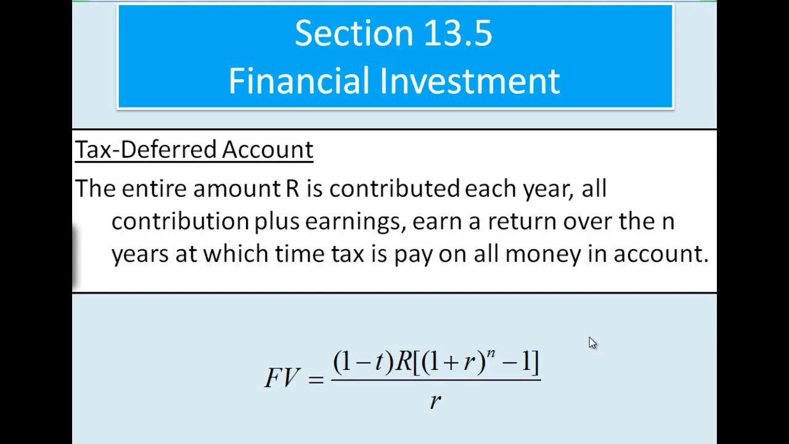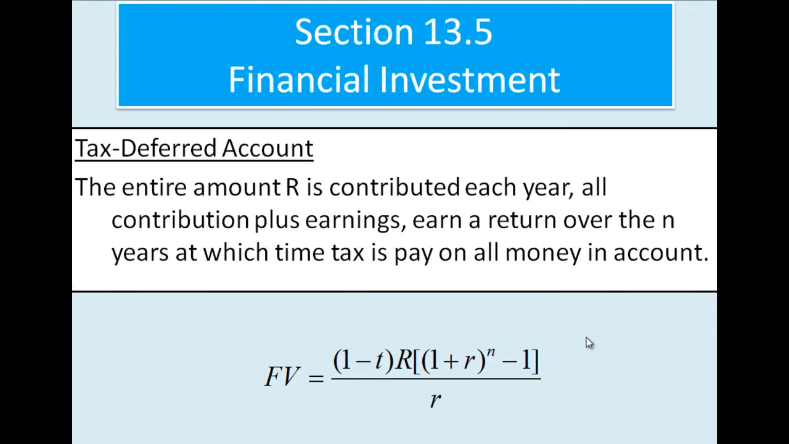Okay, another enemy in the retirement account plan is taxes. So we have two different accounts. One account is a tax deferred account. The entire amount R is contributed each year. All contributions plus earnings earn a return over the years, and the taxes are paid at the end on all the money in the account. This is the formula for the tax deferred account.